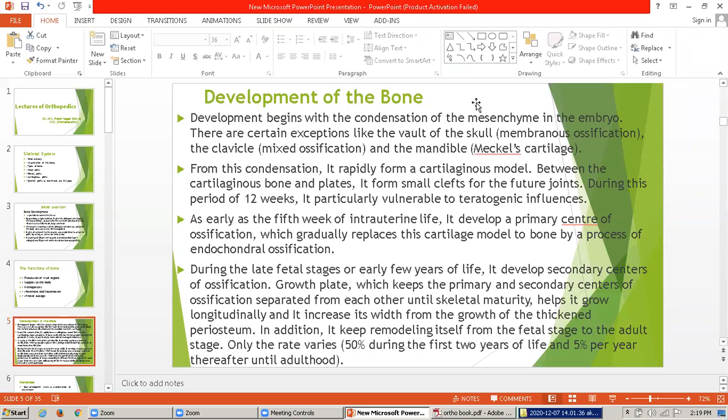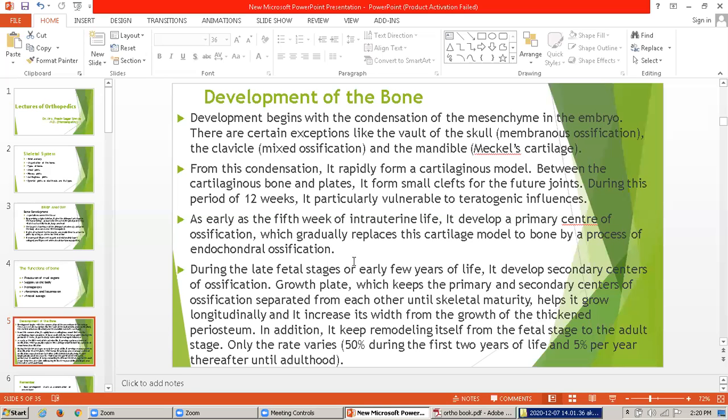Bone development begins in the embryo, except for the skull, clavicle and mandible, as a cartilaginous model, and during the 12th week it forms a small cleft for the future joint. In the fifth week of intrauterine life, the gestation period of a pregnant woman, it develops a primary center of ossification, which gradually replaces the cartilage model with bone by the process of endochondral ossification.